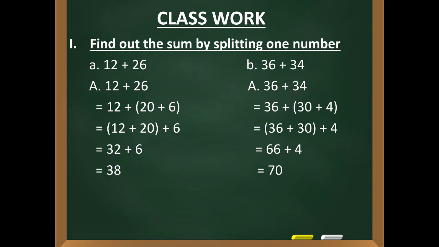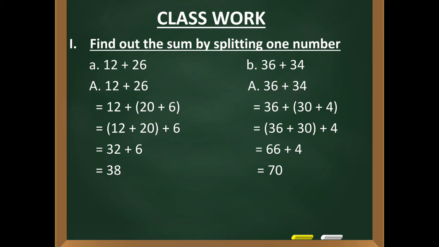Then group it into one order, that is 12 plus 20, then the remaining number. Then add 12 plus 20. 12 plus 20 is equal to 32. 32 plus 6, that is 38. And in the same way the B bit, that is 36 plus 34.